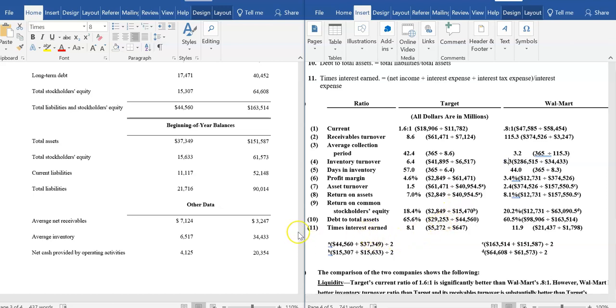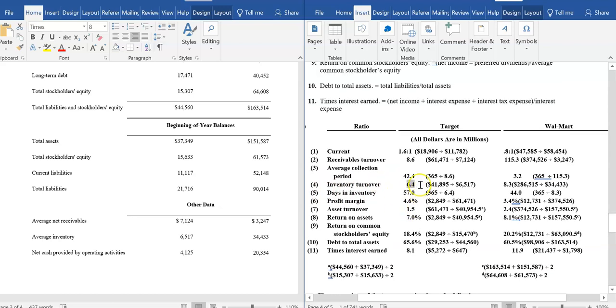We obviously want to see inventory being sold a little bit quicker, because inventory costs are expensive for warehousing and maintaining and all that. So Walmart does a better job of turning over its inventory than Target. They're able to reduce their inventory costs a little more.